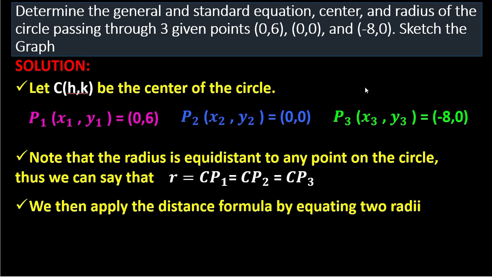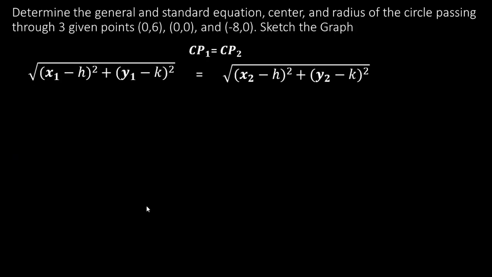So we have three given points. We have point 1, point 2, and point 3. Note that the radius is equidistant to any point of the circle. Thus, we can say that the radius is equal to CP1, is equal to CP2, is equal to CP3. Next, we apply the distance formula by equating two radii. So we will have CP1 is equal to CP2.